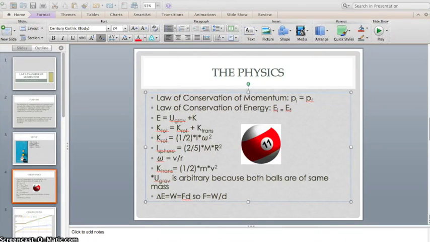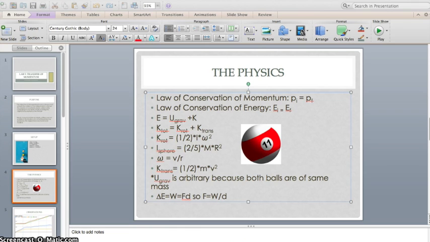So, in order to understand this lab, one must have a background in the physics. The law of conservation of momentum states that the initial momentum must be equal to the final momentum within the system, and the law of conservation of energy states that the initial energy within the system must be equal to the final energy of the system. And the energy in this case is composed of the gravitational potential energy plus the kinetic energy.